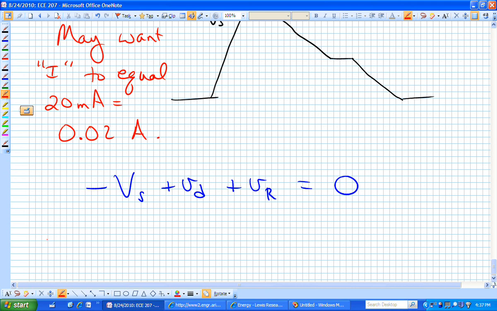We have, for each of these devices, a relationship between voltage and current that those devices satisfy. For a resistor, the voltage drop is proportional to the current flowing through that, and the proportionality constant is the resistor value. It's R times i. So V is equal to Ri. That's the current.